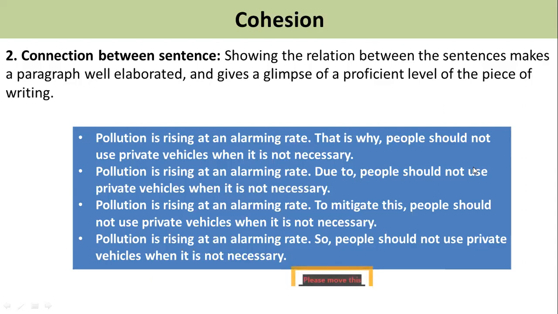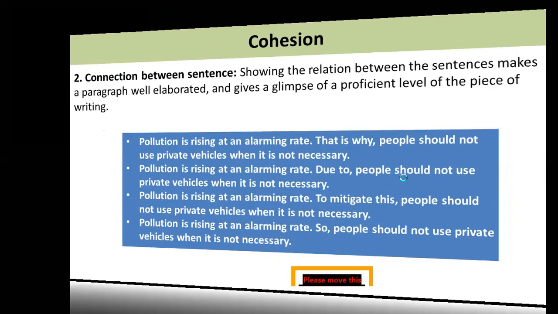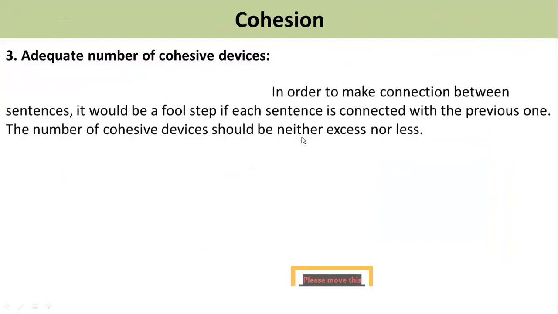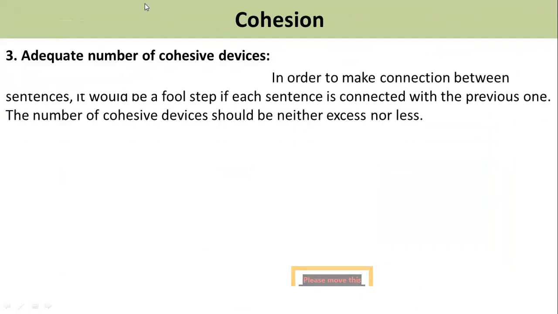Pollution is rising at an alarming rate. So people should not use private vehicles. It is good, but it is not the perfect one. Okay, so the third one is correct. So you should keep in mind that cohesive devices should be used adequately. And the third is this: you should use cohesive devices in order to make a connection between paragraphs and between sentences.